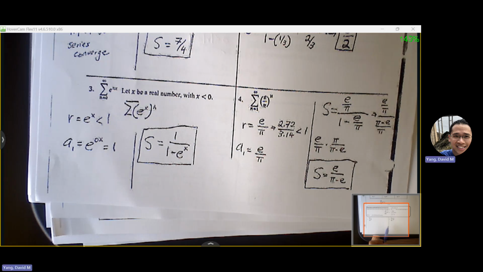Number 4, e over pi to the n. E is 2.7, pi is 3.14. That ratio is clearly less than 1. So my ratio is e over pi. But a sub 1 is also e over pi, because if I plug in 1 for n, I get e over pi. So then we follow our formula, e over pi over 1 minus the ratio. Common denominator, do some cleanup, multiply by the reciprocal, and I get it cleaned up to be e over pi minus e.